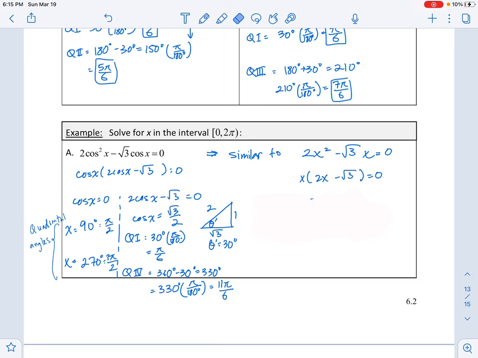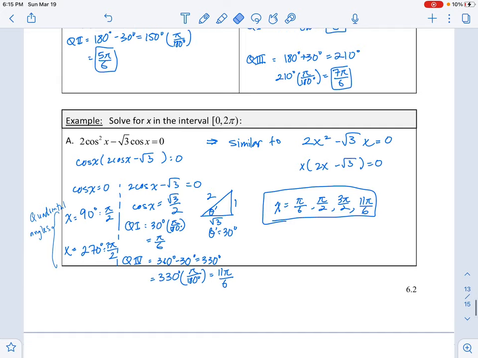So I have 4 angles within my interval of 0 to 2 pi. I have pi over 6, pi over 2, 3 pi over 2, and 11 pi over 6.